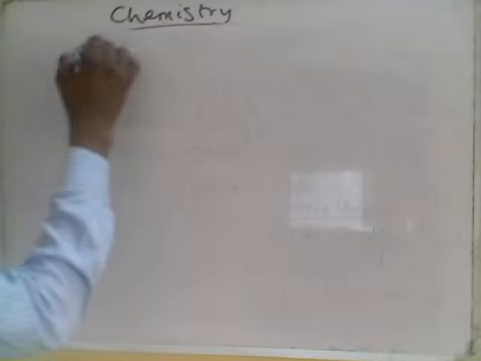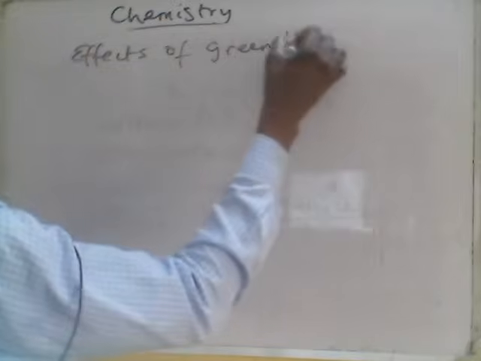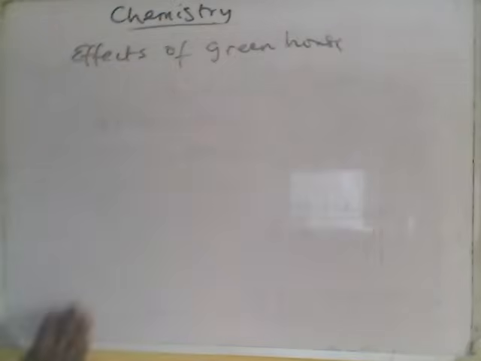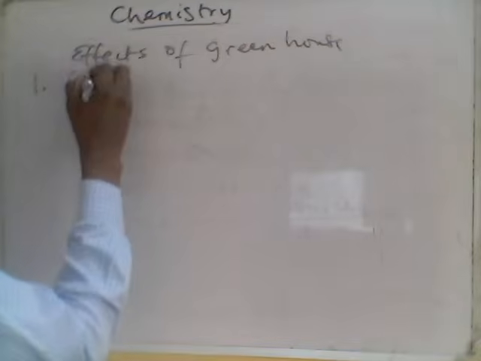So have a look at the major greenhouse gases and their sources. Let's quickly go through the effects. What can it cause? The effects of greenhouse. Okay, so number one is global warming. That's what we are championing. We're championing against global warming.